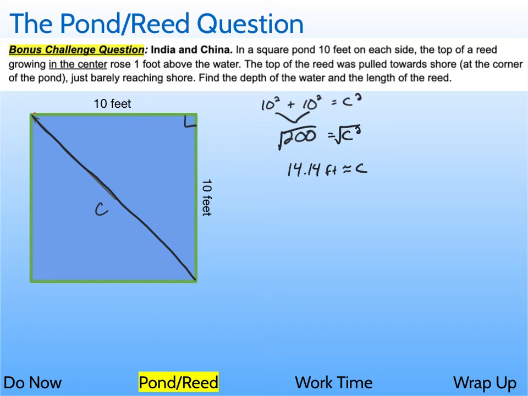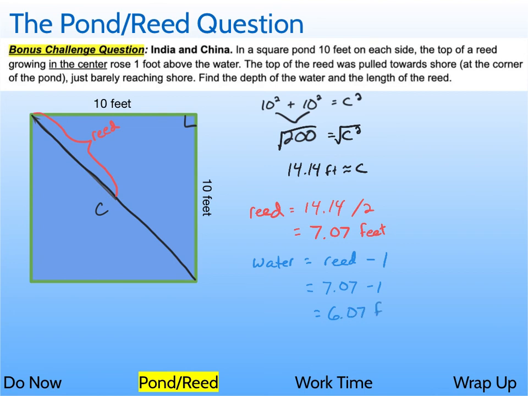Now remember, this part right here, just half of this, is the length of the reed. So to find the reed, what we're going to do is we're going to take the 14.14 and cut it in half. So the reed itself is 7.07 feet, or just about 7 feet, to be honest. So that's the length of the reed. Remember, the water depth equals the reed minus 1, because, you know, the reed is 1 foot out of the water. So it's essentially 7.07 minus 1, or 6.07 feet.